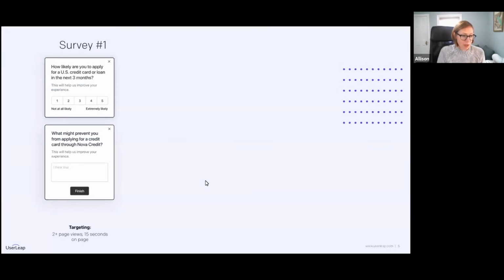And what Nova Credit learned was that users were in that target audience. They were likely to apply for a credit card in the next few months. Most of them were. But they didn't learn anything really specific to Nova Credit through the open-ended question. And at UserLeap, we generally recommend and rely heavily on open-ended feedback, especially within product surveys.